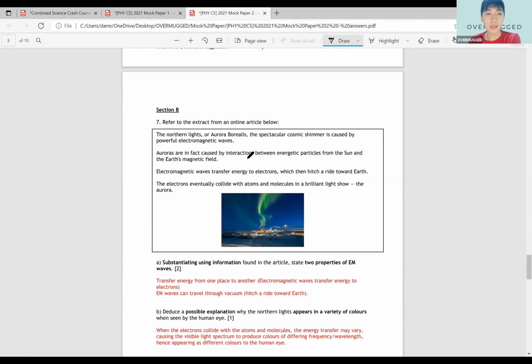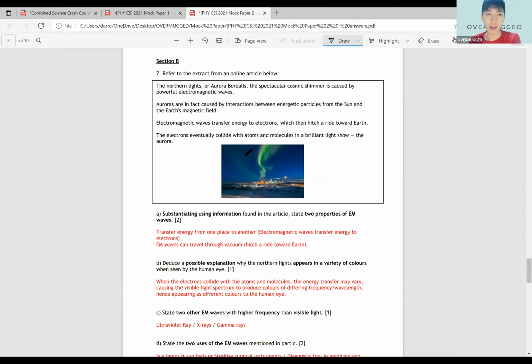Okay, section D. Here we see an extract from an online article. This is about the northern lights. I'm not too sure whether any of you have seen it before, but I think in your lifetime, you should go and catch it. It's very nice. But how does it work? It's really about electromagnetic waves transferring energy, causing a spectrum of colors. So what you need to know here is to state two properties of EM waves. There are a couple of properties, but there are two specific ones that you can find from the passage, which are transfer of energy, and the fact that it can travel through a vacuum.